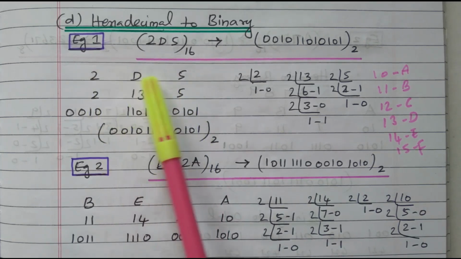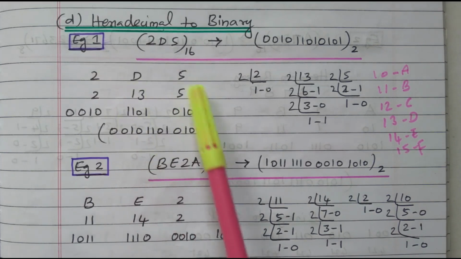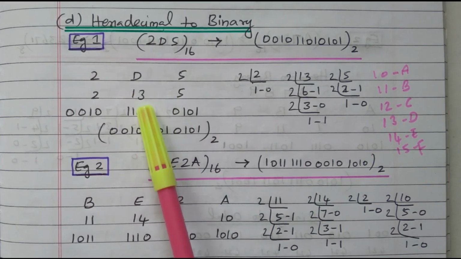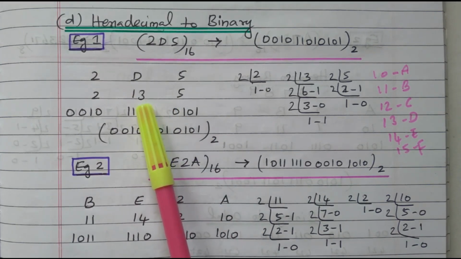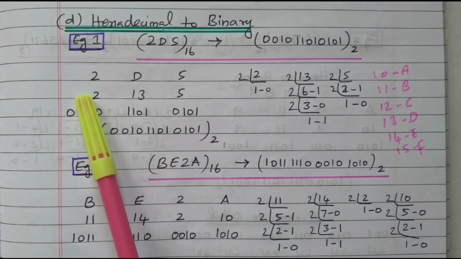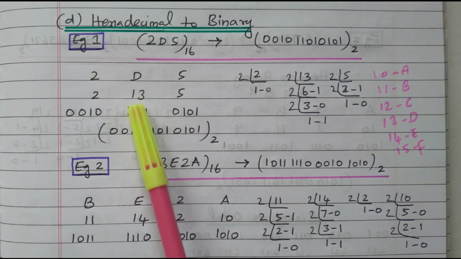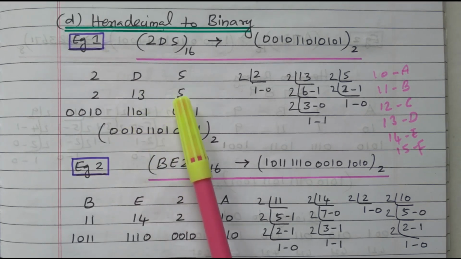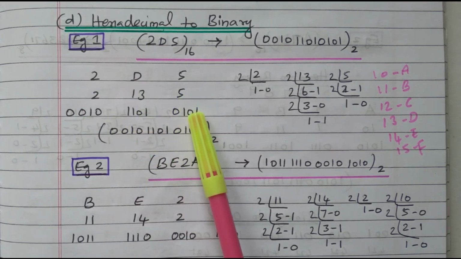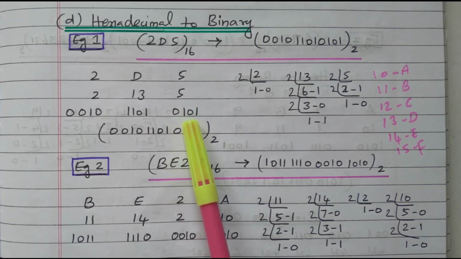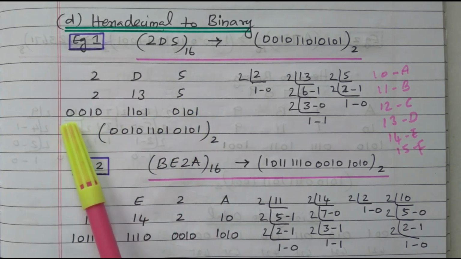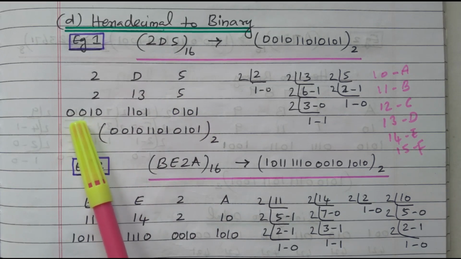So the given hexadecimal number is written with each and every digit separately. D is written with its equivalent value 13. Now we need to convert 2 into binary separately, 13 into binary separately, and 5 into binary separately. And the important thing: make each one 4 digits. If the digits are fewer, we need to add 0.